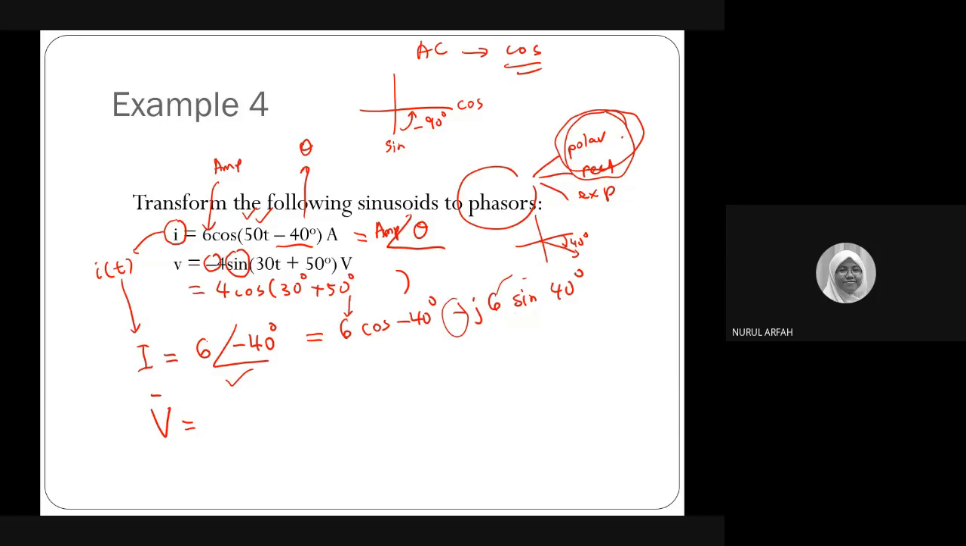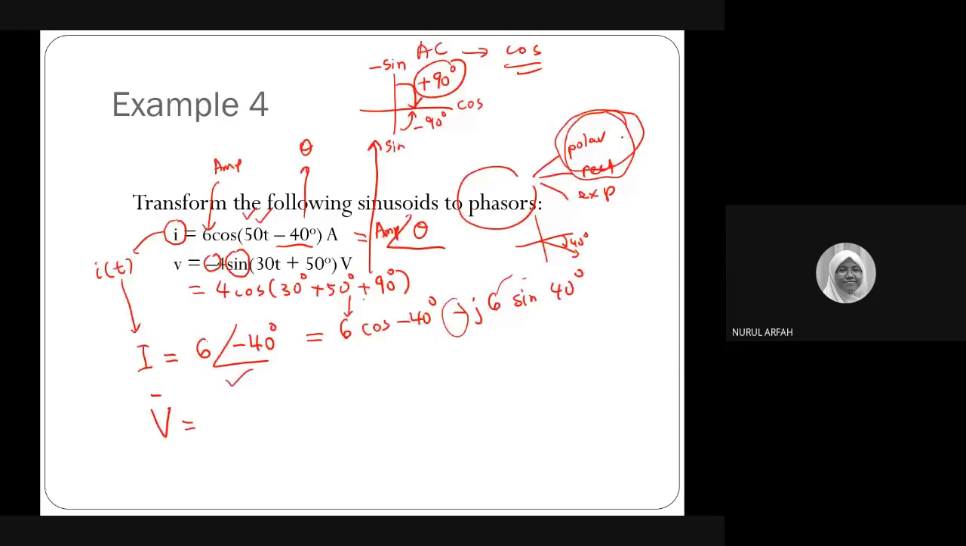Plus. A plus. Why plus? Because if you look at our graph here, we have a negative sine, then we convert it to cosine, we have a plus 90 degree this part, and that's why you have a plus 90. So this V is actually equal to 4 cosine (30t plus 140 degree) this part.